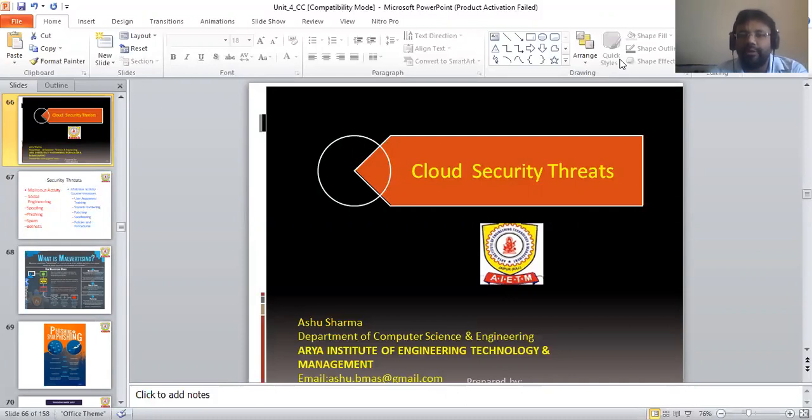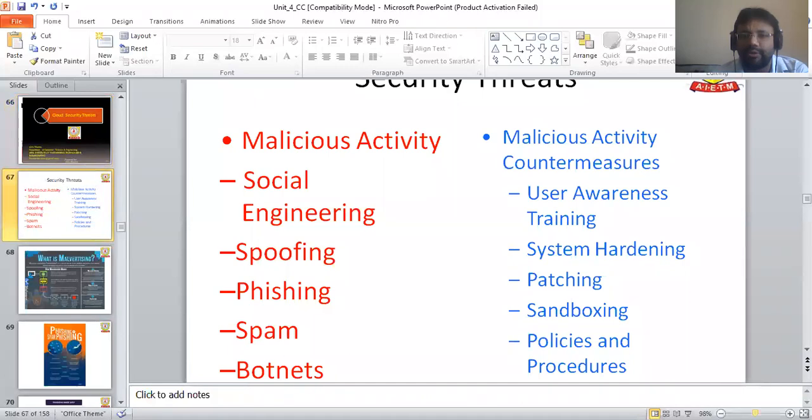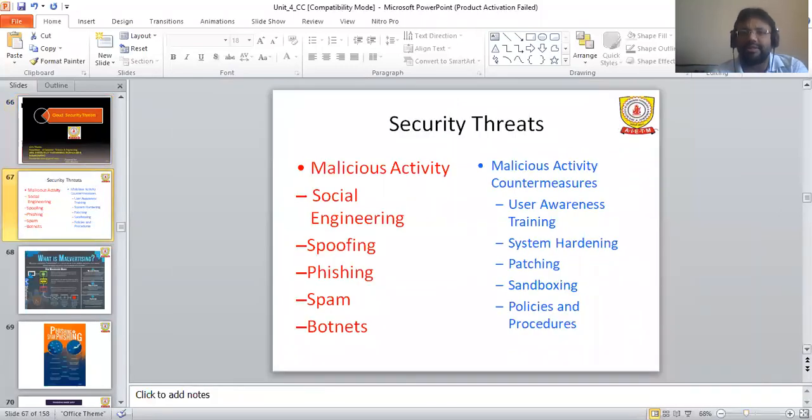Management. Today, we will see some of the threats of cloud security and how to resolve them, and what sort of pros and cons there are while applying such different techniques to overcome such problems. So today, this is the topic: cloud security threats. Let's start. Now, these are the security threats.